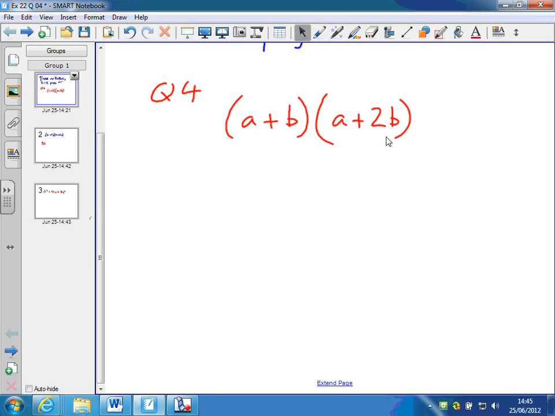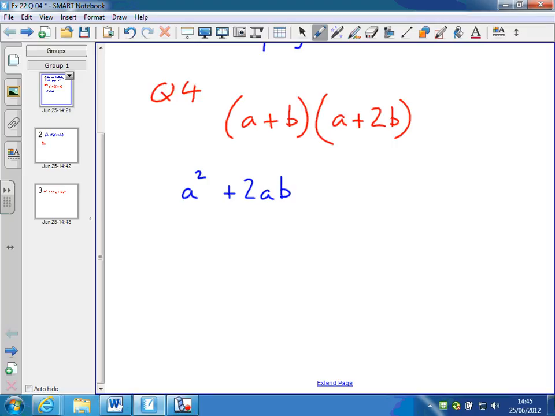So if I use my method, a times a gives me a squared. A times 2b gives me 2ab. The order in which you write it doesn't matter, but I tend to put numbers first and then the letters alphabetically. That's a convention that I'd like you to use. So that's the first term in the first bracket multiplied by both terms in the second bracket.